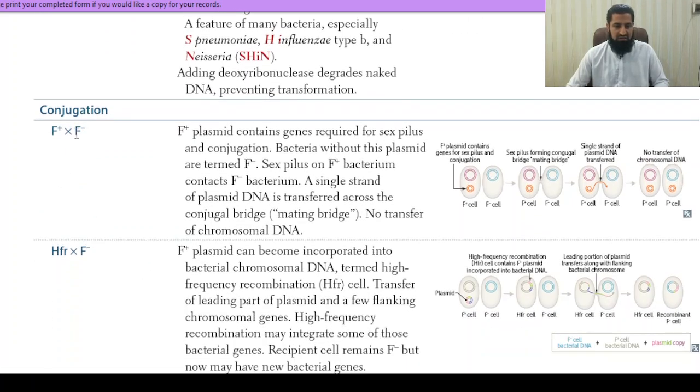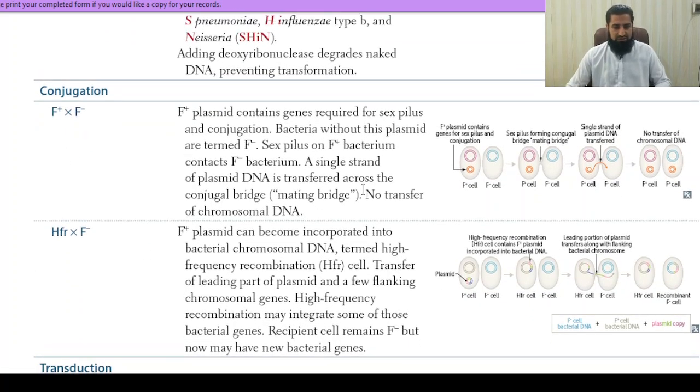Another thing is conjugation. Here are the cells. Let's suppose this is the F positive cell. F positive cells have a plasmid. This is the plasmid DNA. The F plasmid contains genes for the sex pilus and for conjugation. This F plasmid DNA contains genes used for pilus formation here, and for conjugation. This is the conjugation.